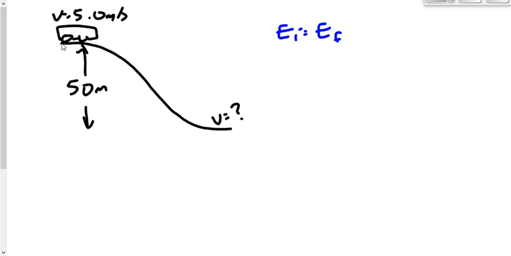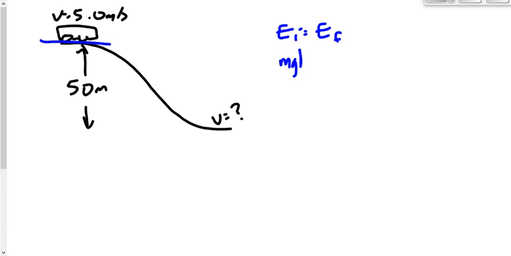EI equals EF. We've got to ask ourselves a couple of questions. The first question is, do I have a height? At the beginning of this problem, do I have a height? Yes, I do. It's 50 meters. If I have a height, then I have what? Potential energy. Now, that is if we're defining the potential energy relative to the bottom, right? If I'm defining it relative to the top, then I wouldn't have potential energy. But it wouldn't make much sense in this case to define it relative to the top. So, relative to the bottom, yes, I do.